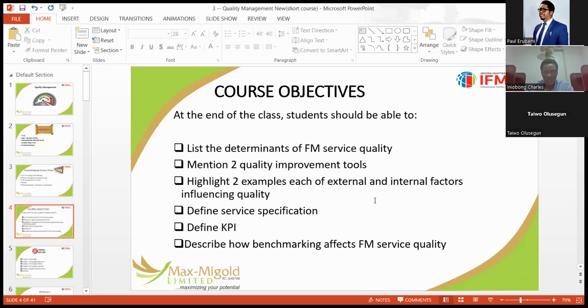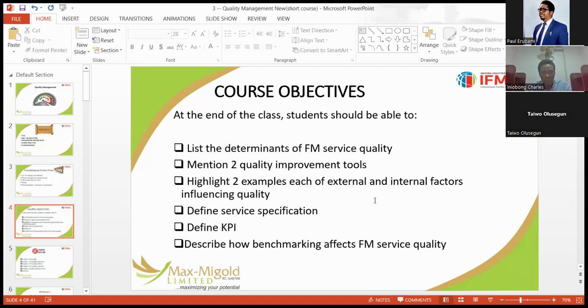We know that some are external and some are internal. External, looking at it through the SWOT analysis. Internal, looking at it through the PESTLE analysis. So we are going to look at those two. Then we are going to define service specification. For every service you want to provide, there are specifications, there are requirements. So we are going to look at that.